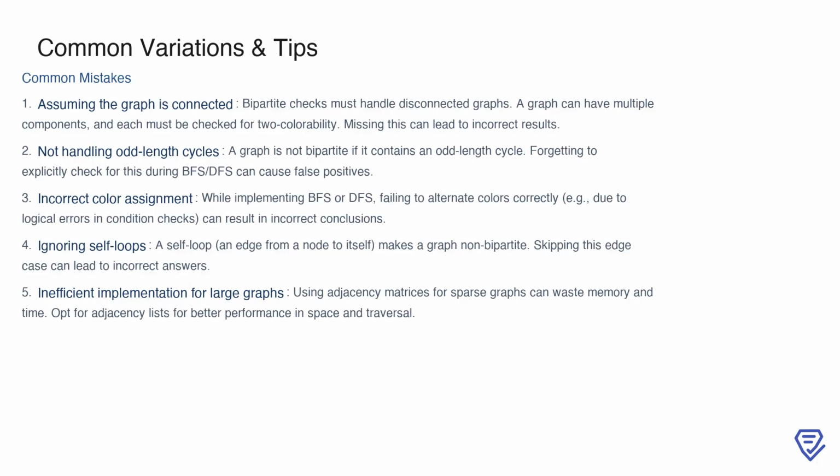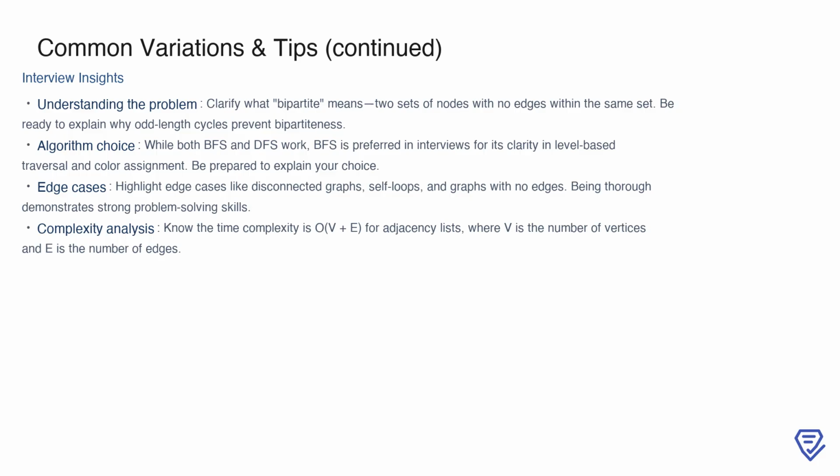Lastly, be mindful of your implementation's efficiency. For large sparse graphs, using an adjacency list is far superior to an adjacency matrix in terms of both memory usage and traversal speed. To excel in interviews, it's important to fully understand and articulate the concept of a bipartite graph. You should explain that it involves dividing nodes into two sets where no edges exist within the same set, and you should be ready to clarify why odd-length cycles prevent bipartiteness.